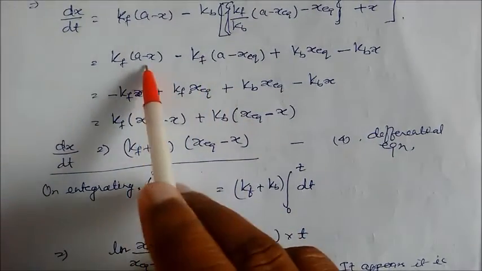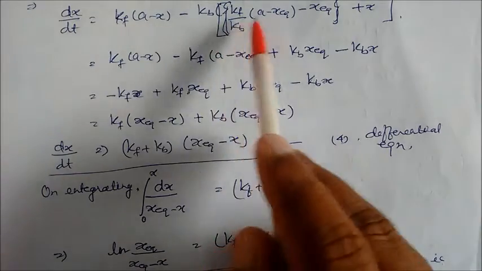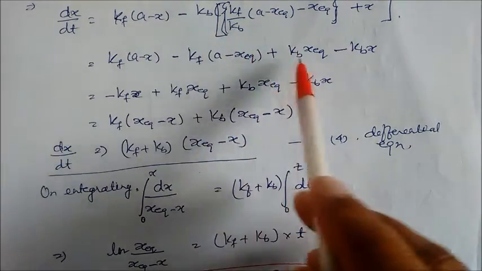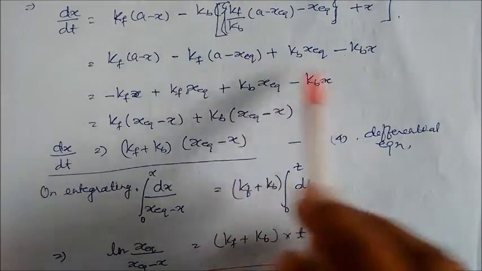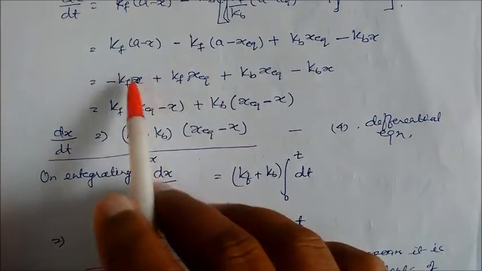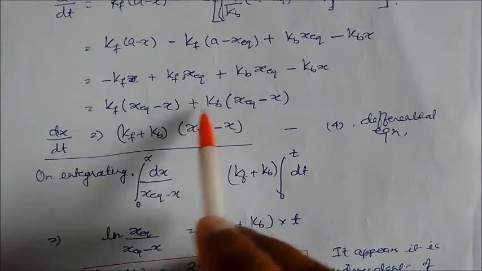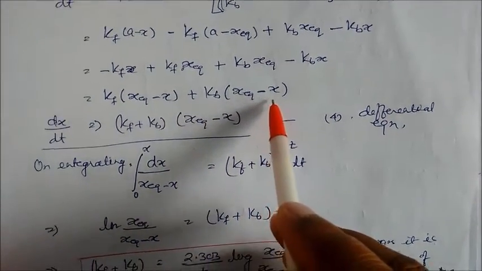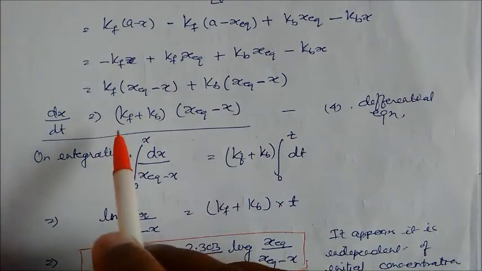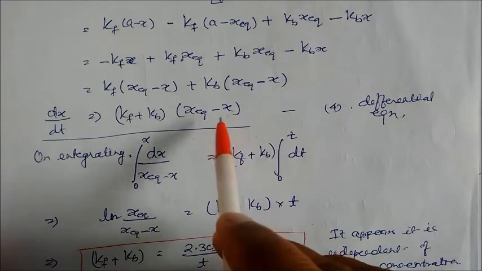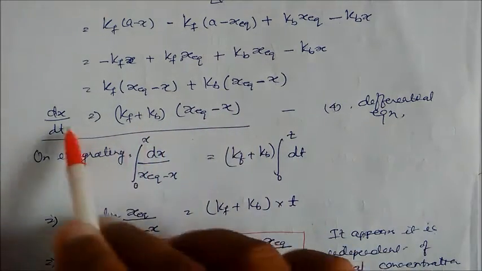If you solve it, Kf into (A minus x) cancels, leaving Kf into (A minus x) plus Kb into x equilibrium minus Kb into x. Finally you will get Kf into (x equilibrium minus x) plus Kb into (x equilibrium minus x). So dx by dt equals (Kf plus Kb) into (x equilibrium minus x). This is the differential equation of this reaction.